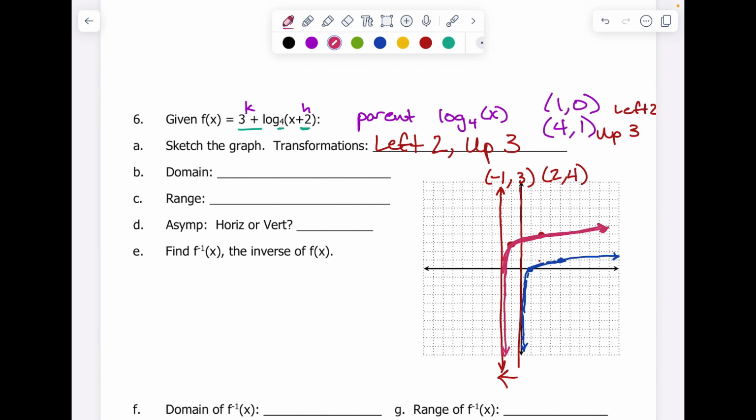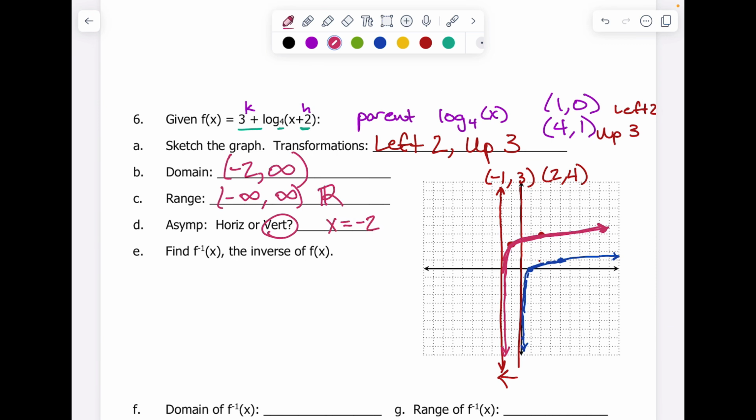The domain of it goes from negative 2, not included, to the right forever, so positive infinity. For range, it goes up forever and down forever, and so we would say that it has a range of all real numbers. It has a vertical asymptote at x equals -2.